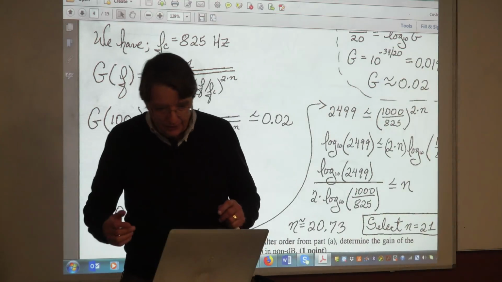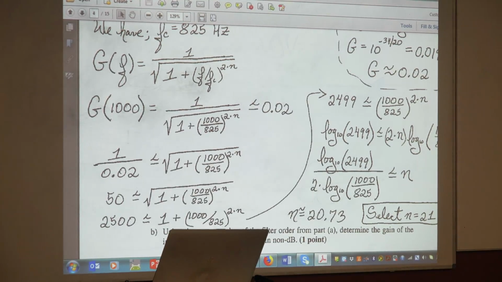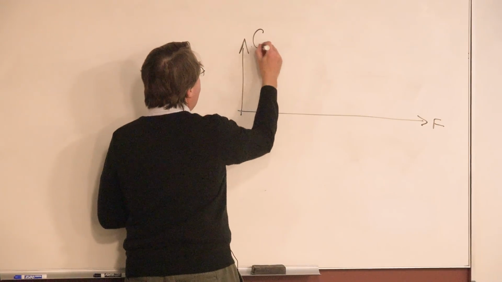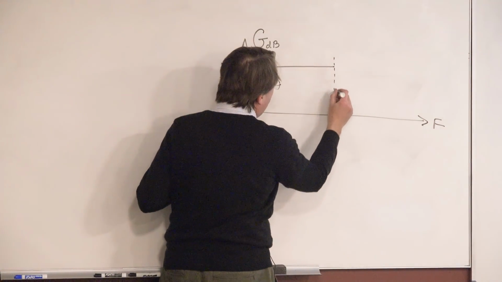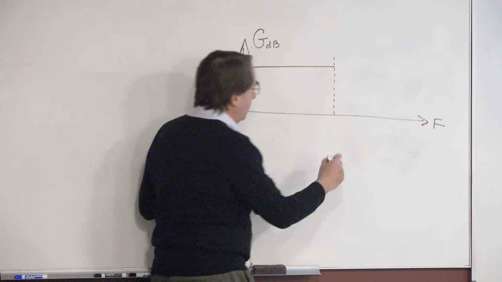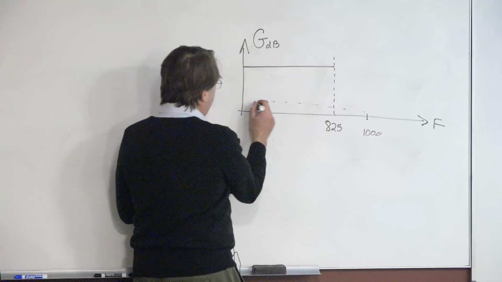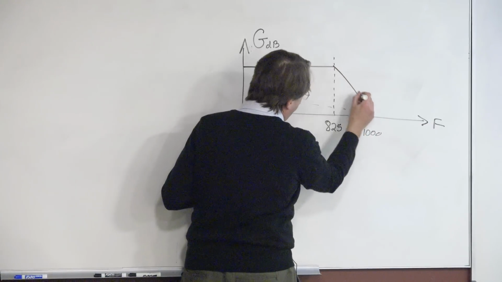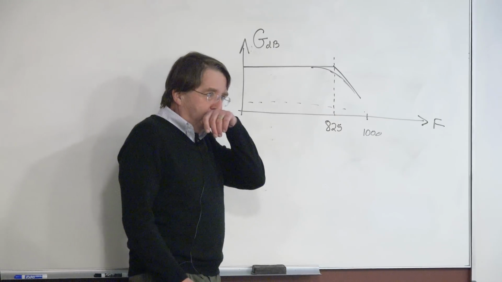Now, let's think about this. This is what I like about the problem, because it really got me to think. Frequency, gain in dB. It's flat, and then it gets here to the corner frequency. That was 825. And where was the noise? 1,000. And we wanted the gain to be like minus 35, so it's really low. So we need to have a very sharp slope. You see that?